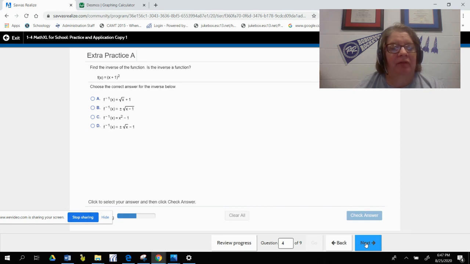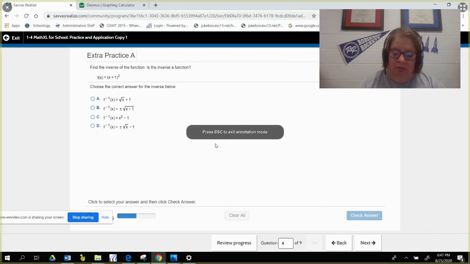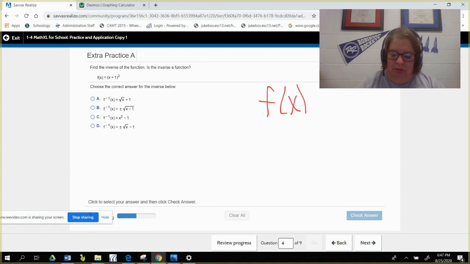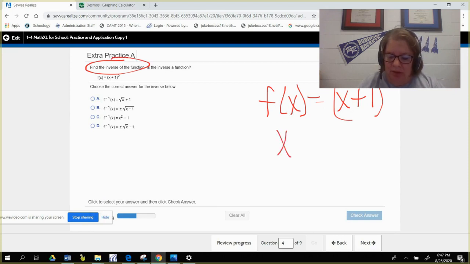Find the inverse of the function. Okay, we have f of x equals (x plus 1) squared. Switch and solve, switch and solve, switch and solve. When do I switch and solve? When it says find the inverse. Okay, so this is x equals (y plus 1) squared.